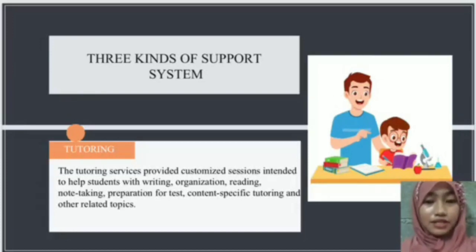The first one is tutoring. This provides an opportunity for a learner to avail tutoring services. In tutoring, they provide sessions intended to help students in writing, reading, note-taking, preparation for tests, content-specific tutoring, and other related topics. Children with learning difficulties have a hard time learning in a group environment, especially when there is no individualized help, so tutoring could better help to overcome those difficulties.